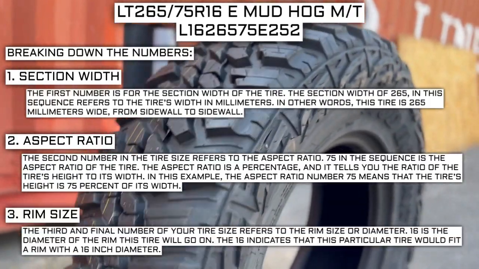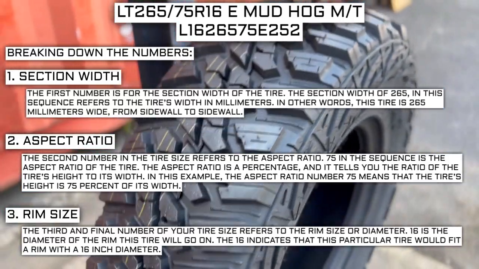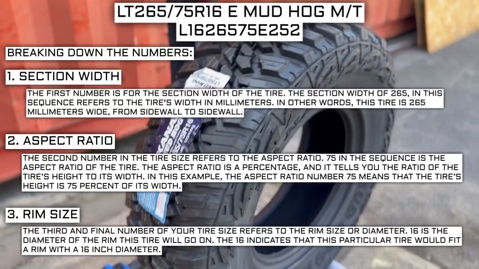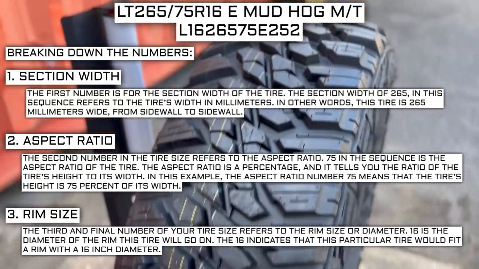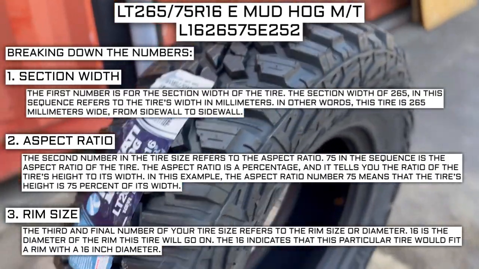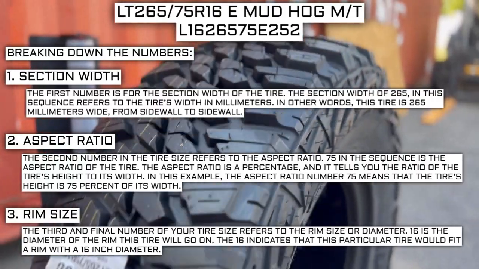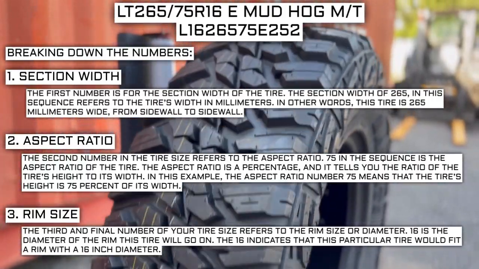The third and final number of your tire size refers to the rim size or diameter. 16 is the diameter of the rim this tire will go on. The rim size of 16 in this scenario indicates that this particular tire would fit a rim with a 16-inch diameter. Keep in mind, this number is not negotiable. Unlike the first two numbers, you can't upsize and downsize this part. The only time this number will be different is if you are actually changing the size of your rim.